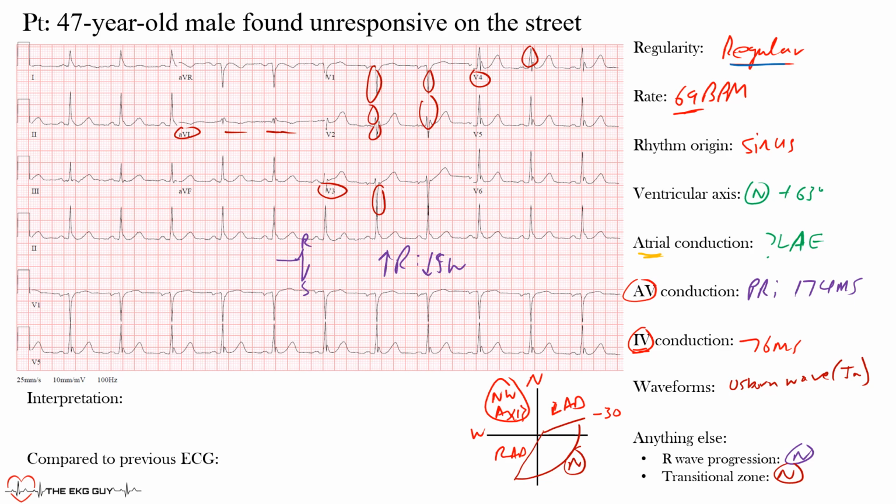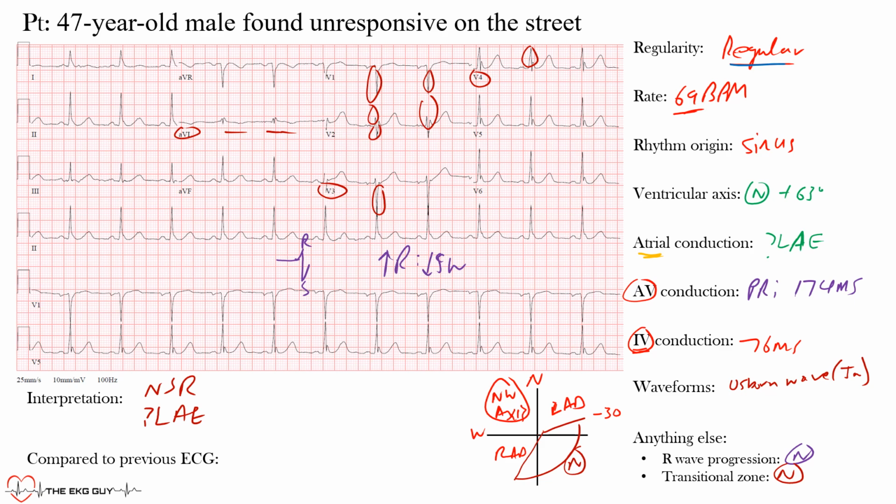And this is a regular rhythm, rate at 69, sinus rhythm. That means we have a normal sinus rhythm. Normal axis, questionable left atrial enlargement, normal PR interval, AV conduction, IV conduction.